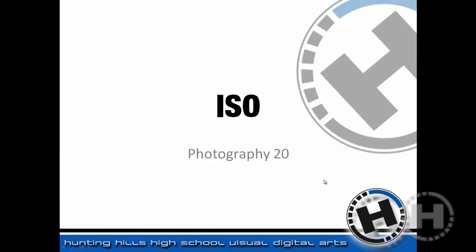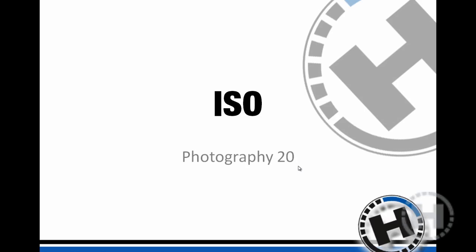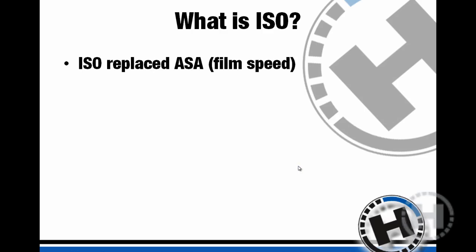Okay, so the third part of the exposure triangle is ISO. We should have a fairly firm understanding of aperture and shutter speed by now. So let's see how ISO fits into the picture and understand what it is and how we use it. So what is ISO?